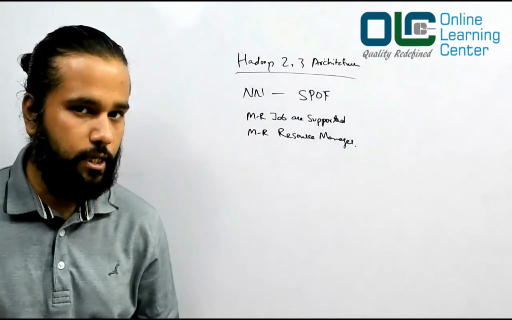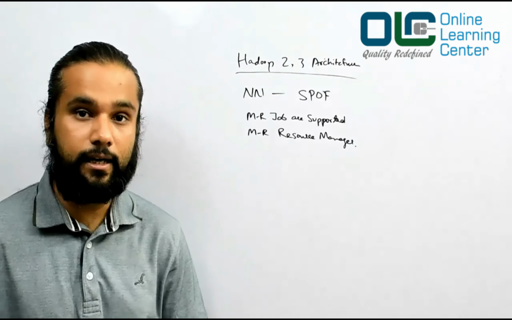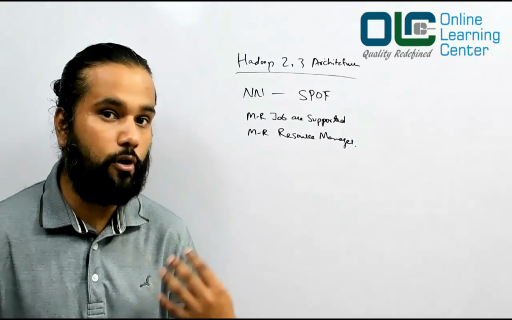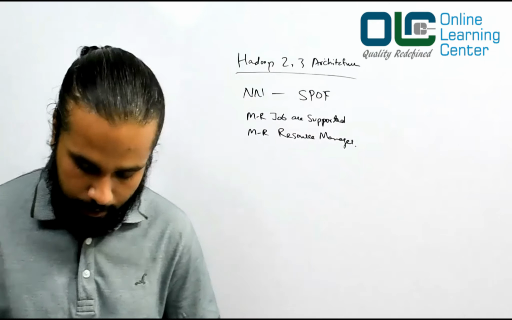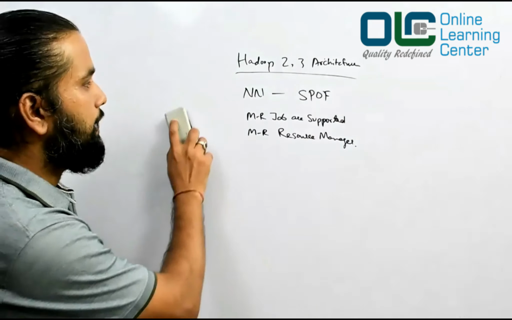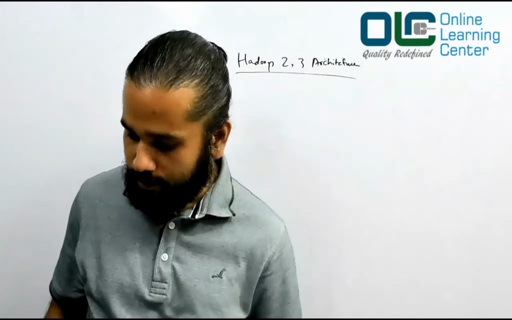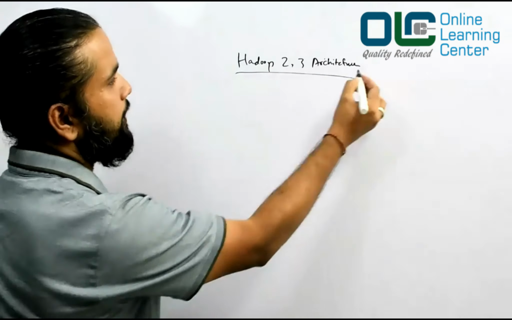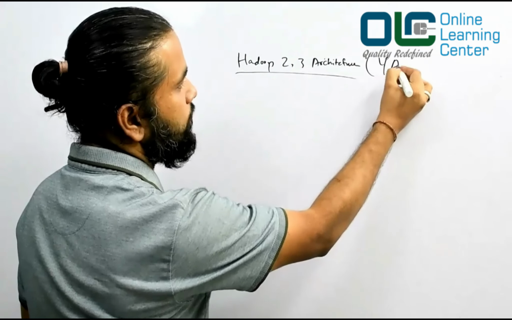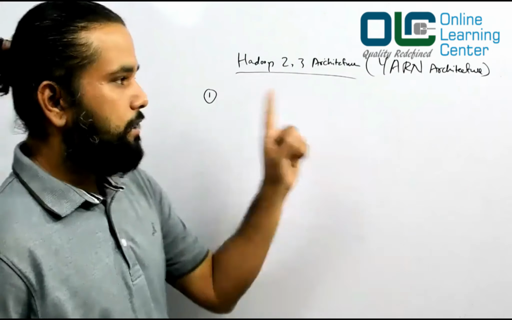Because of which in Hadoop 2, the entire structure was redesigned, and we have a better approach of processing big data. Now let me draw a diagram and we will understand with an example how the Hadoop 2 architecture would look like. I'll talk with respect to Hadoop 2, and Hadoop 3 also follows the same architecture. You can also call it the YARN architecture. Let's start with the diagram.